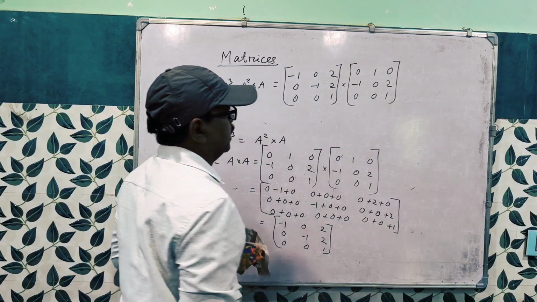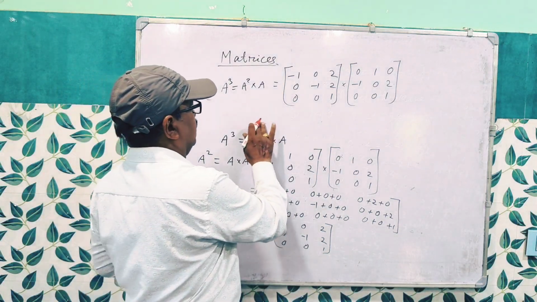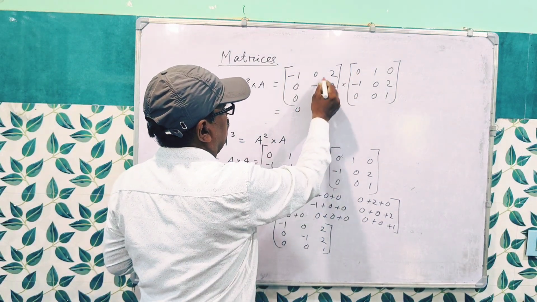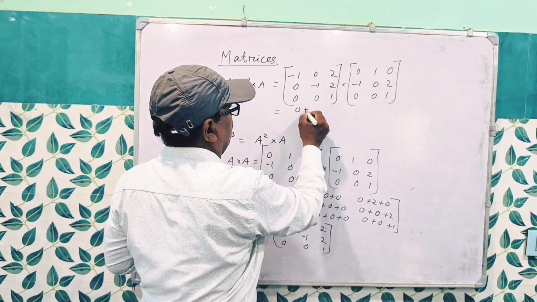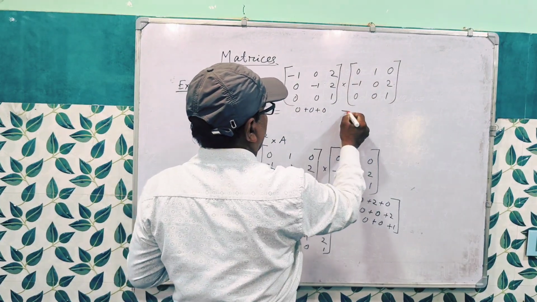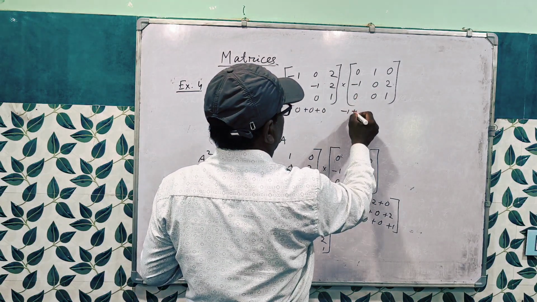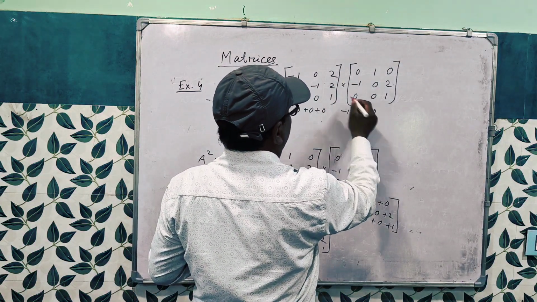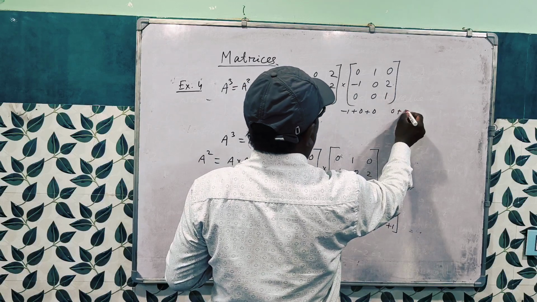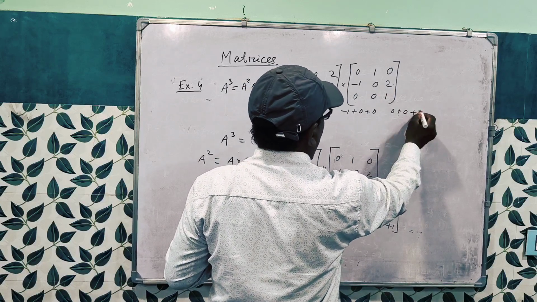So in the similar process, we can multiply: minus 1 into 0, 0, 0 into minus 1 plus 0, plus 0. Minus 1 into 1, minus 1, 0 into 0, 0, 2 into 0, 0. Minus 1 into 0, 0, plus 0, plus 2.